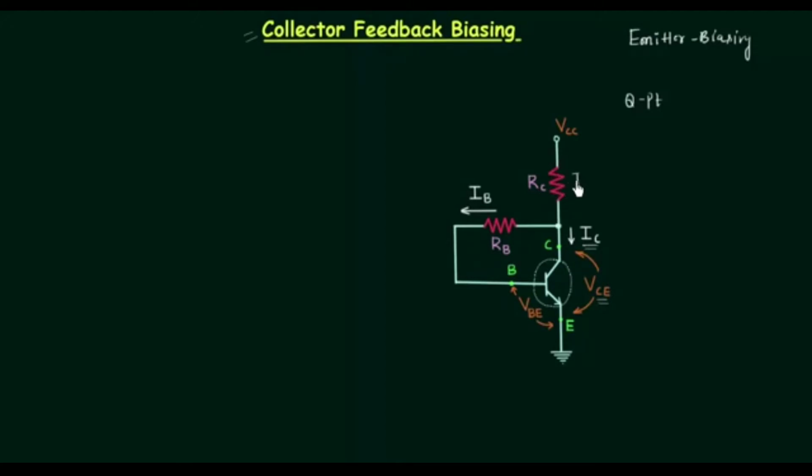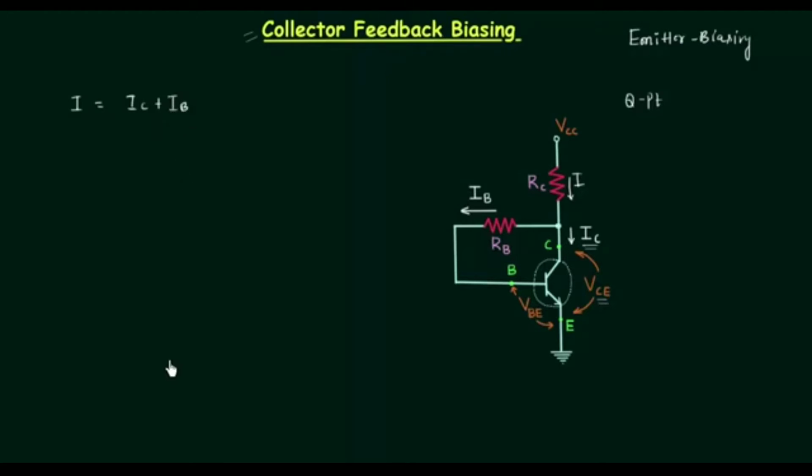Let's say the current is I. I will use Kirchhoff's current law at this node to calculate the current I. According to Kirchhoff's current law, the sum of entering currents is equal to the sum of leaving currents. You can see IC is the leaving current, IB is also the leaving current, and I is the entering current. So simply current I is equal to IC, the collector current, plus IB, the base current.